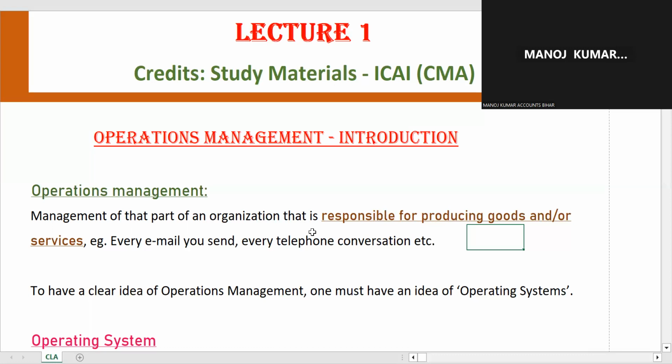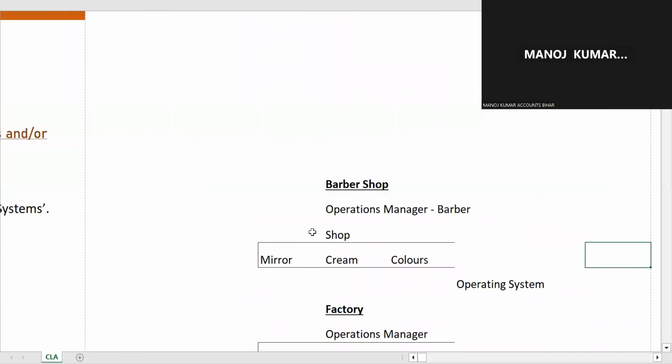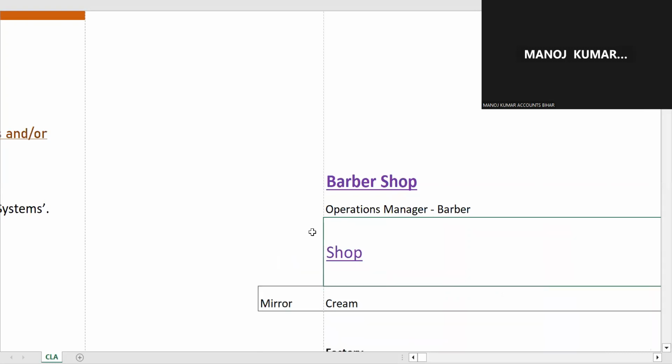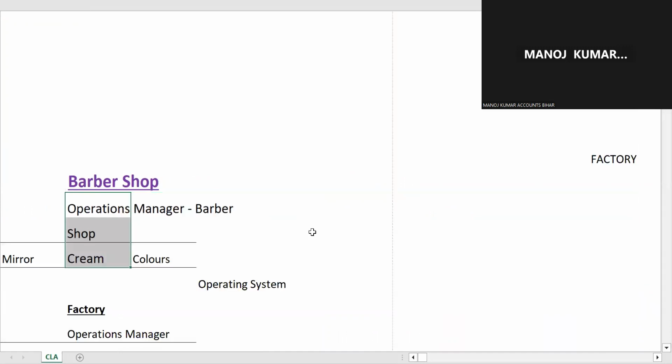Cutting shop. Now, if you see here, barber shop: the barber himself is the operations manager. He himself is the operations manager, and he has a shop, which is called an operating system.